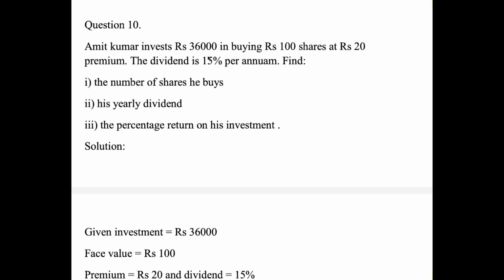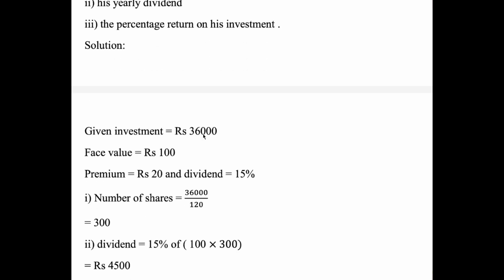Amit Kumar invests rupees 36,000 in buying rupees 100 shares at rupees 20 premium. Premium means more price than the face value. The dividend is 15% per annum. Find the number of shares he buys, his yearly dividend, the percentage return on his investment. What is given information? That is given investment rupees 36,000, face value 100, premium rupees 20, dividend 15%.